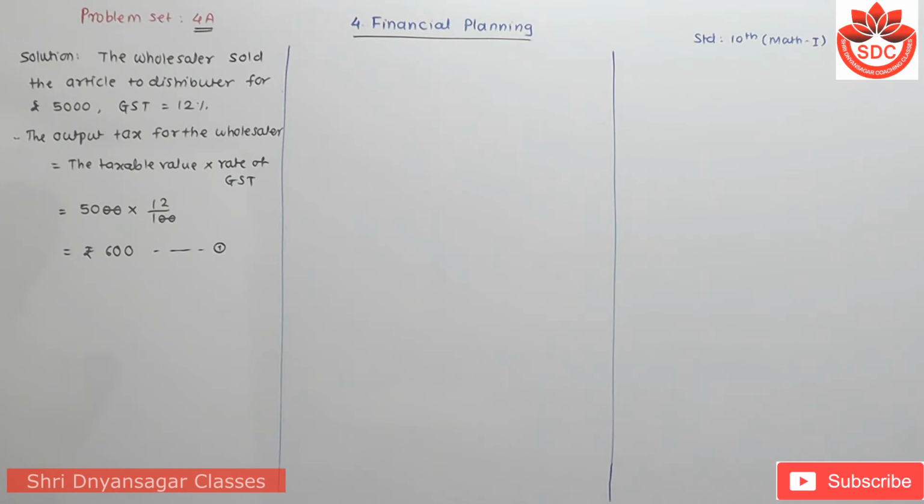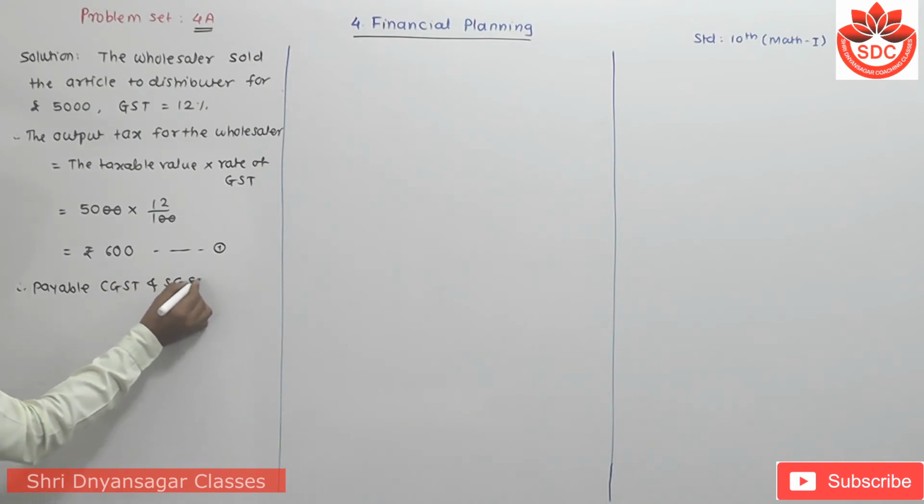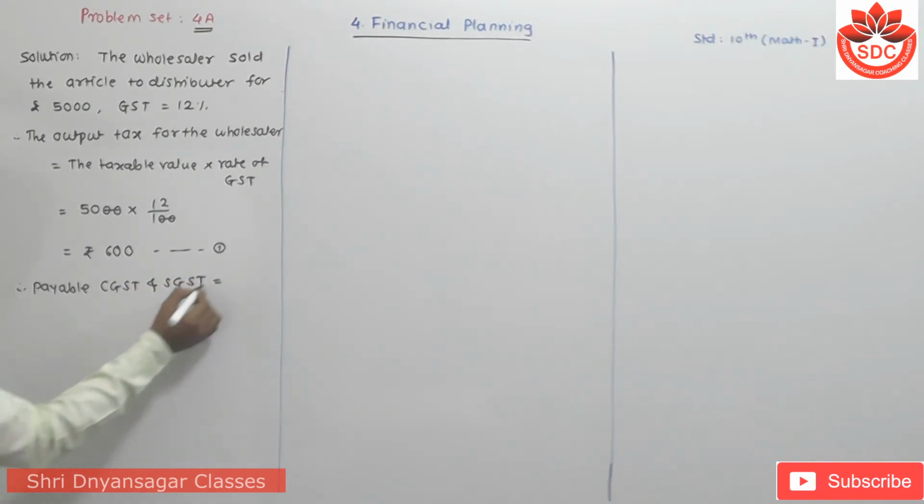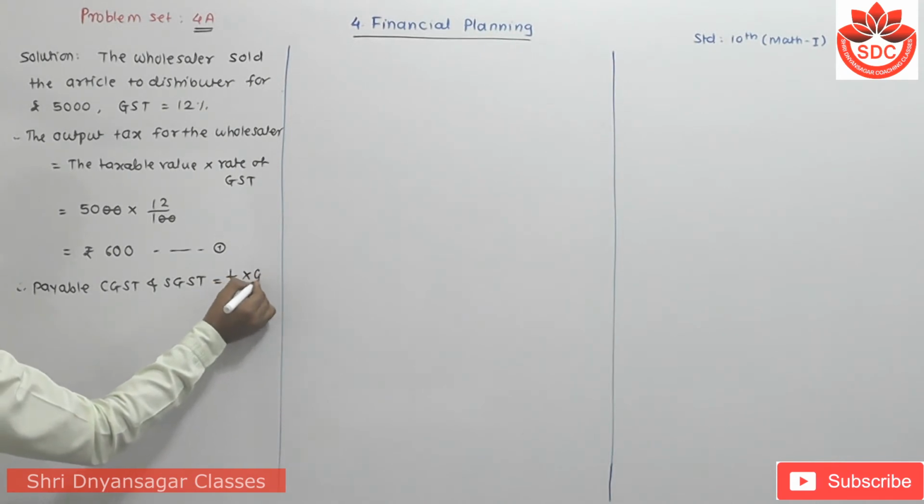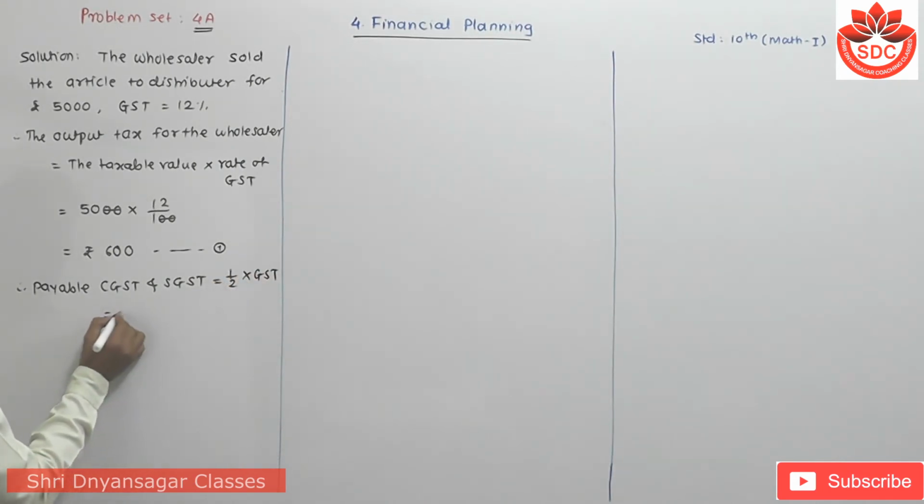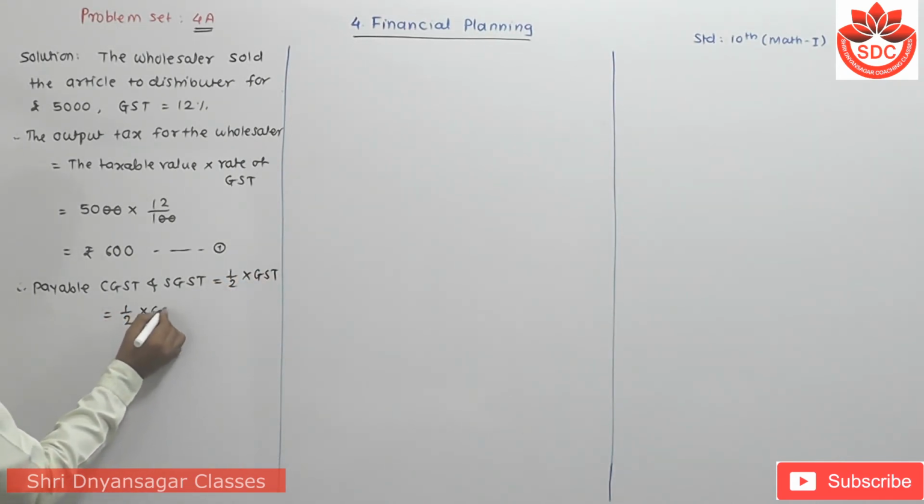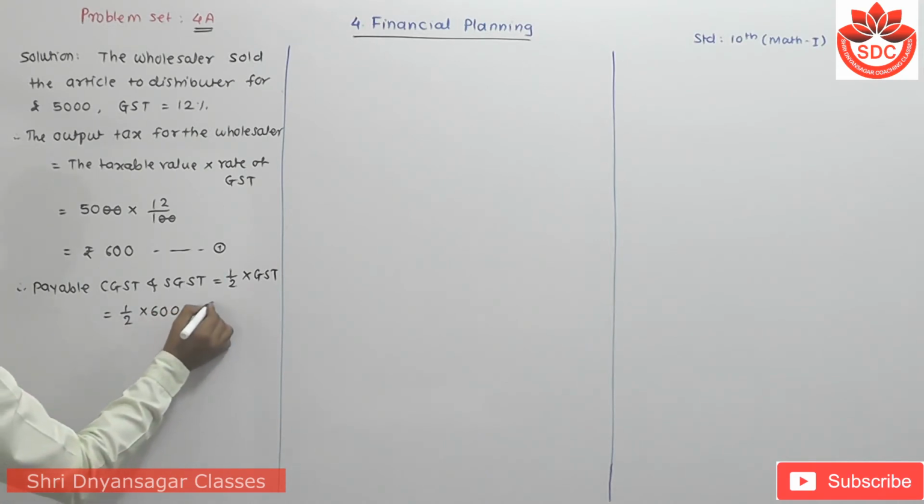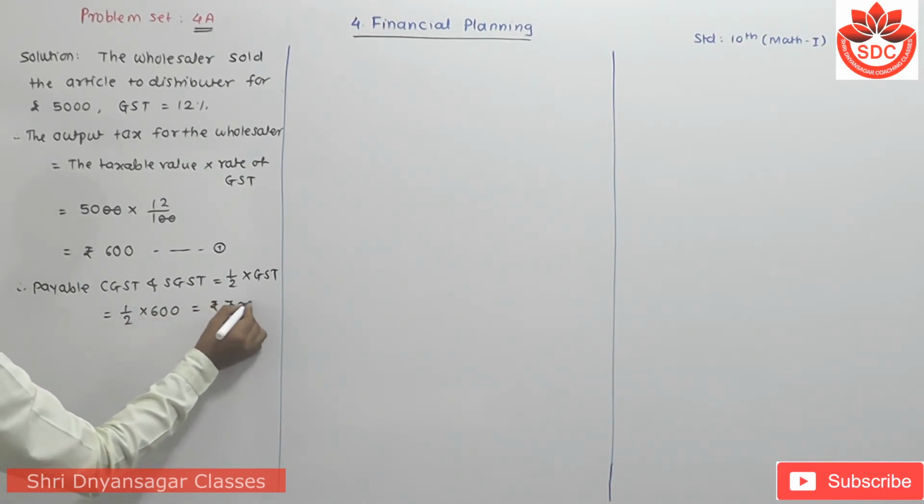Now payable CGST and SGST we have to find here. Therefore, payable CGST and SGST is equal to half of this GST, that means half of this 600 is equal to rupees 300.